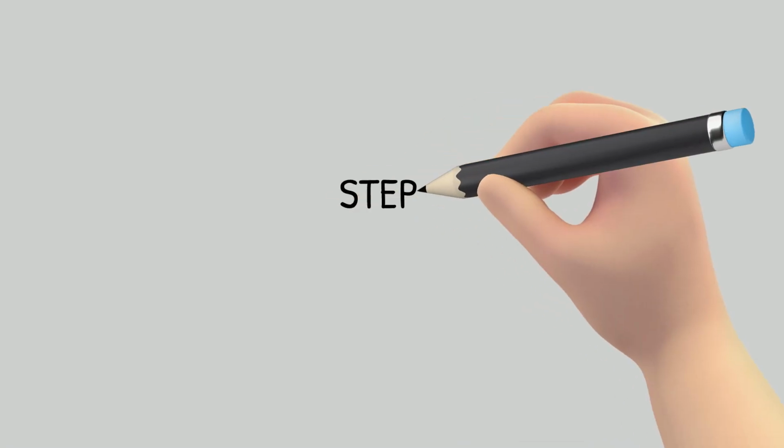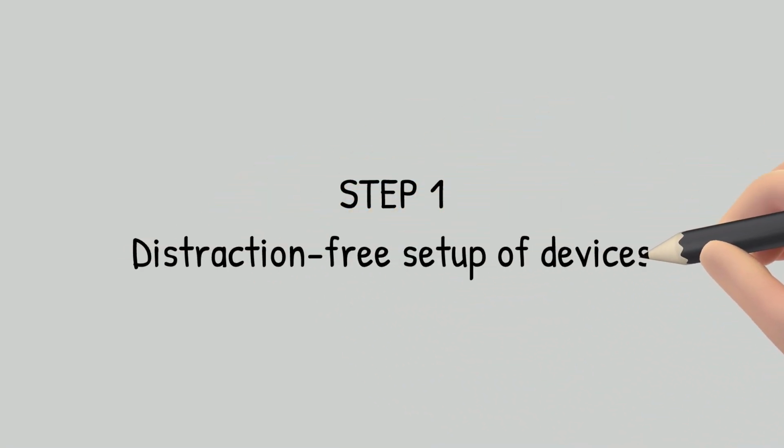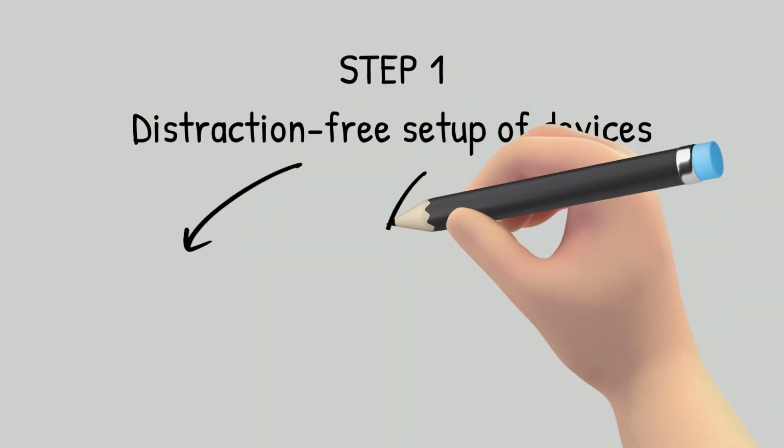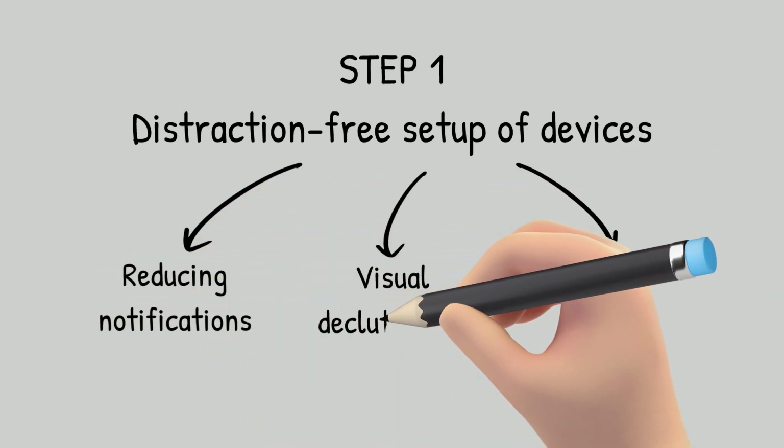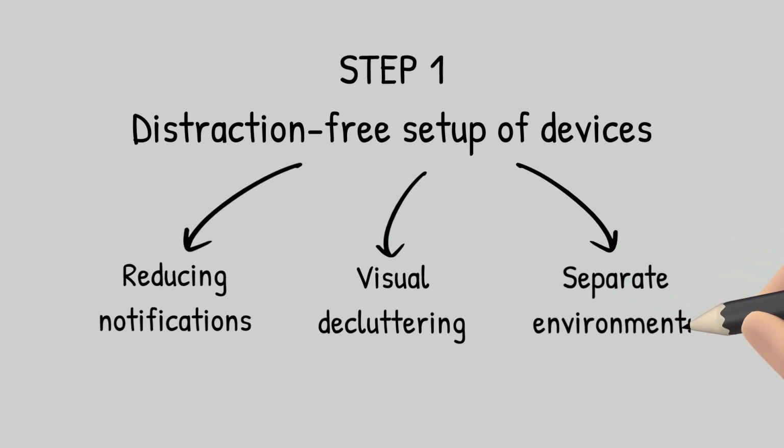The first rule I follow is to have a distraction-free setup on my devices. This involves 3 aspects: reducing notifications, visual decluttering, and having separate environments.